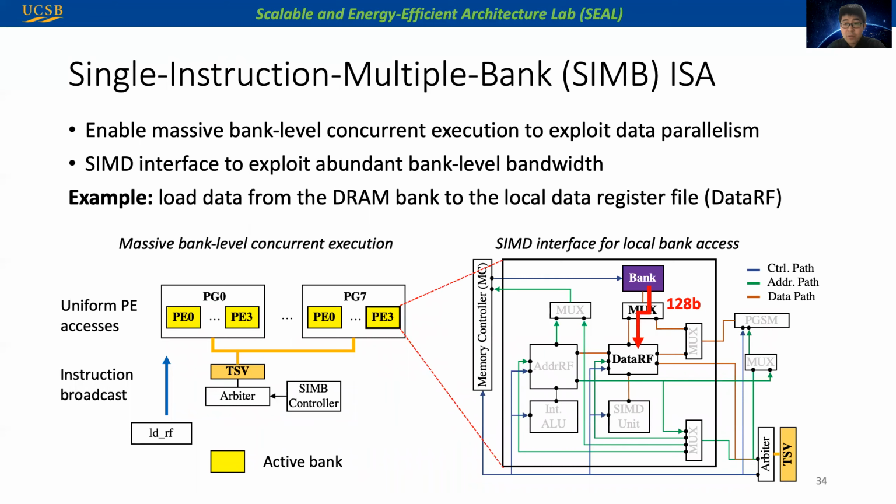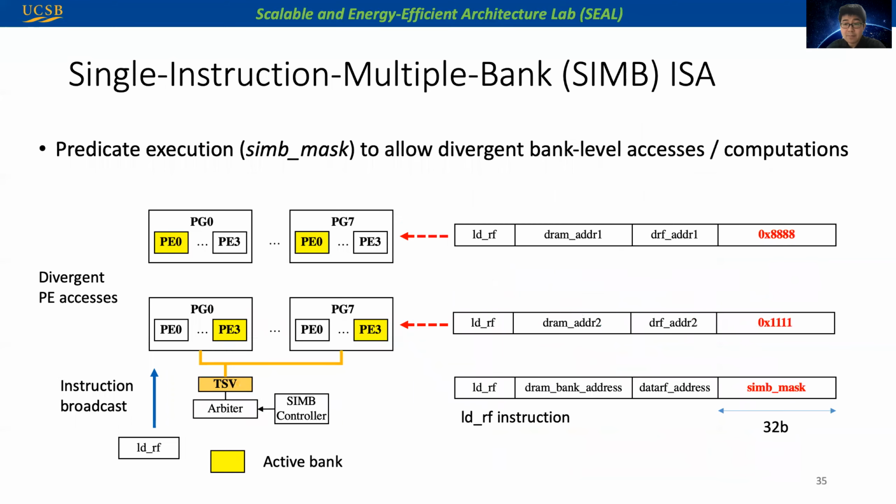On the right, we show the internal structure of a process engine or PE. A PE contains a DRAM bank and some peripheral buffers and logic components. Inside each PE, we adopt SIMD interface between the DRAM bank and data register file to exploit the wide I/O interface, which is 128 bits.